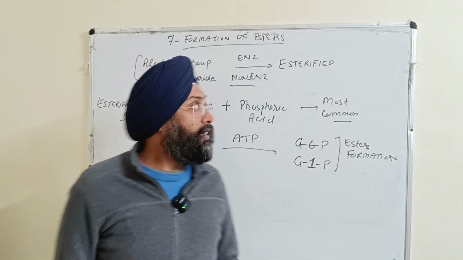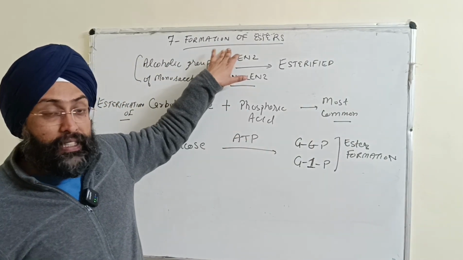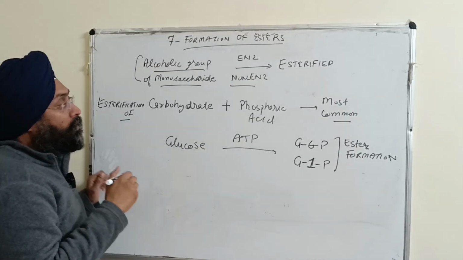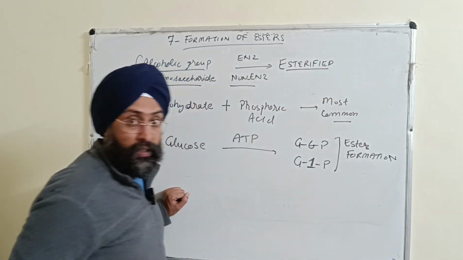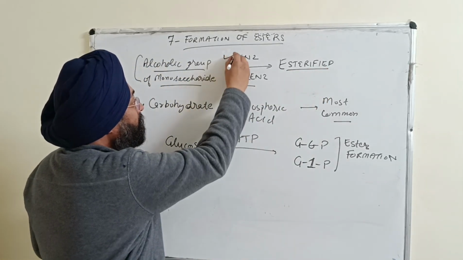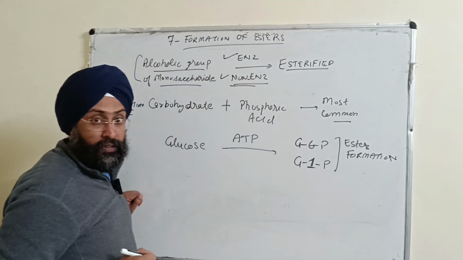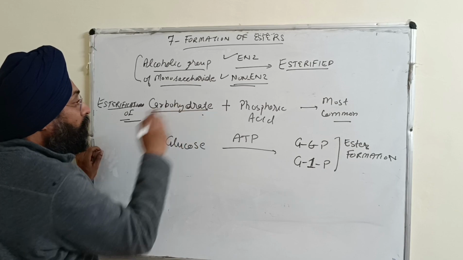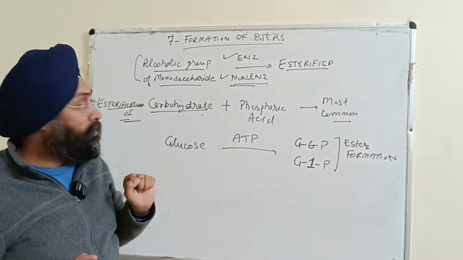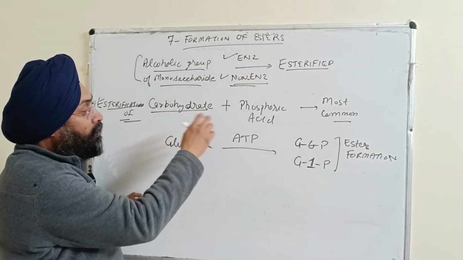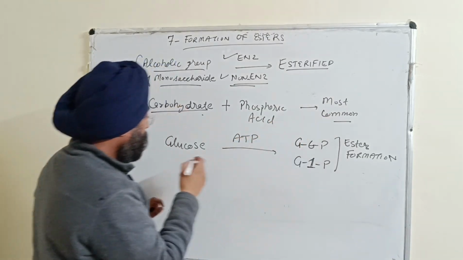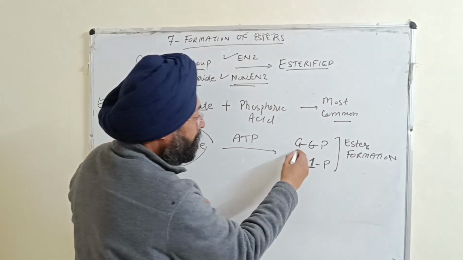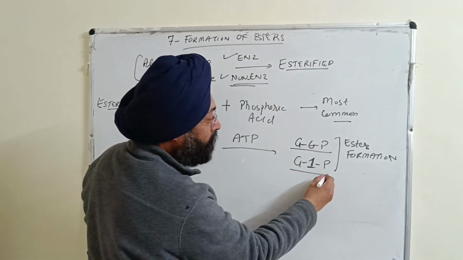Now the last reaction, that is our formation of esters. So alcoholic group of monosaccharides can be esterified. And these can be done by enzymatic reaction as well as non-enzymatic reaction. And esterification of carbohydrate is the most common example of ester formation. For example, we have glucose, it is phosphorylated, ATP donates the phosphate moiety and it can be converted to glucose 6 phosphate or glucose 1 phosphate.